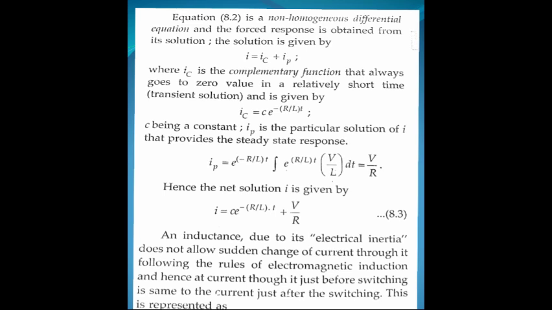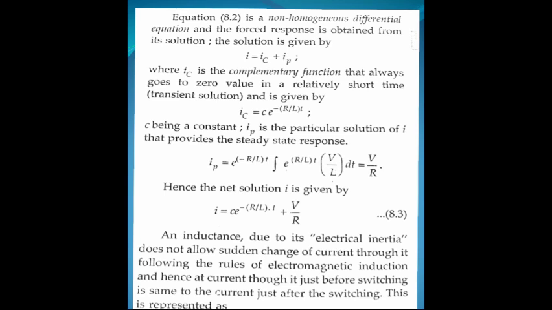So the solution of the equation consists of two parts, that is i = ic + ip, where ic is the complementary function and ip is the particular solution of i. So the value of ic is given as ic = C e^(-(R/L)t).